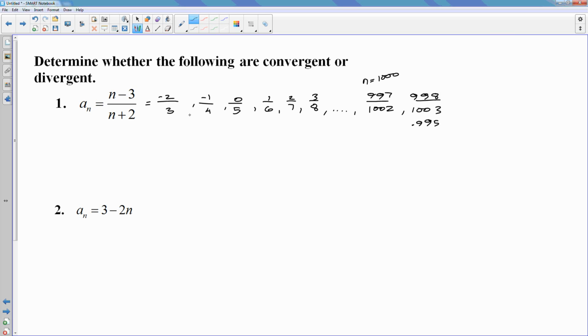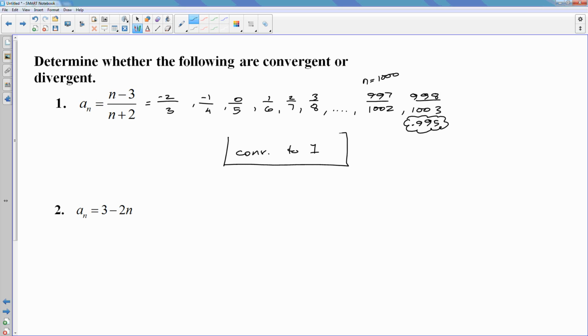And what's happening is these decimals, at the beginning they start kind of weird. We actually hit 0, and then we have 1/6, 2/7. But as I work out towards infinity, as my n's get larger and larger, these things are converging to 1. 0.995 is really close to 1, so this converges to 1.